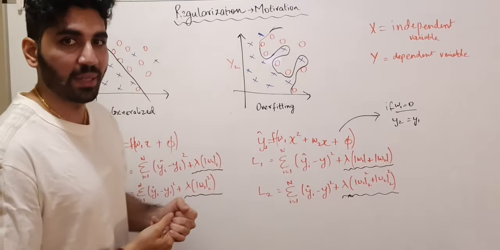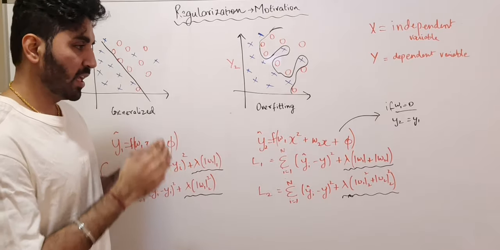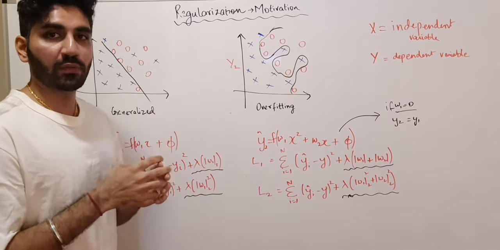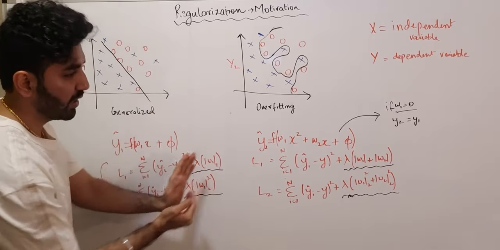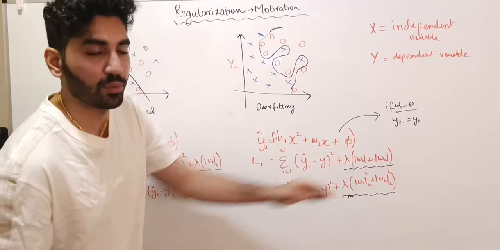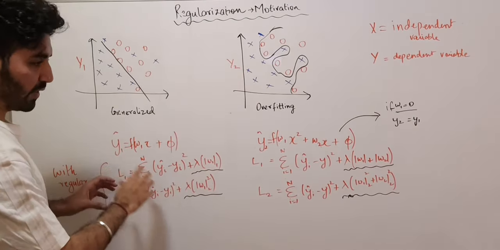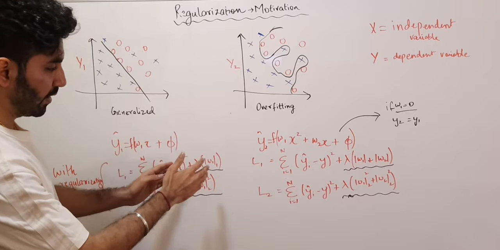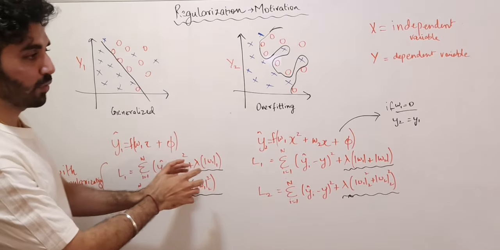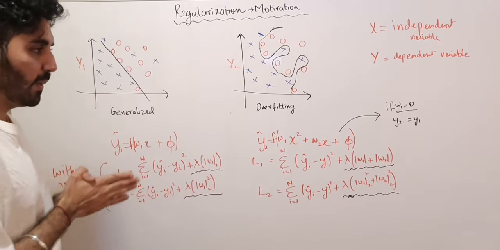And in L2, we basically penalize the sum of squares of the weights. So here is just W1 square, and here we have W1 square plus W2 square. So as you can see, we have a new loss function, which basically captures the penalizing of weights as well.